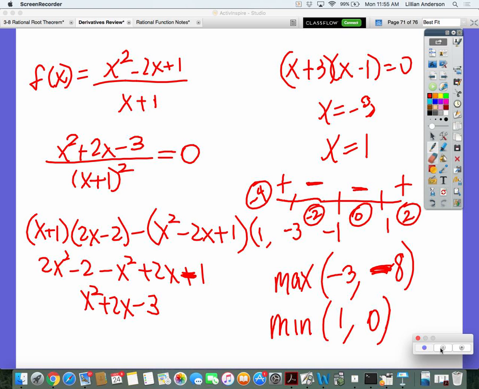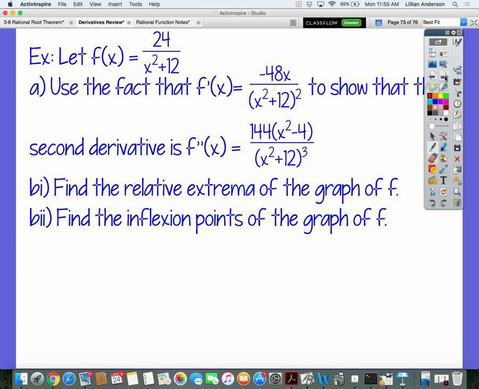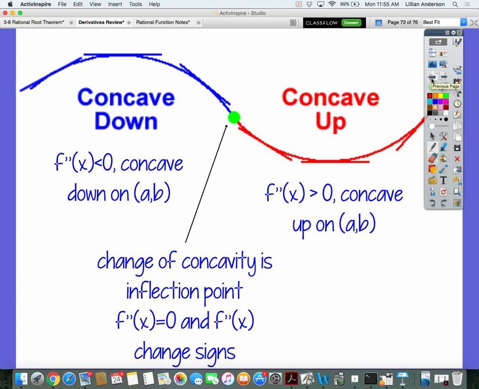All right. Anything is getting you more work with derivatives and solving, okay? The concept of max and min is pretty straightforward. Now, concavity, concave up, concave down, so basically tells you whether or not you're going to have one of those type of curves going down or going up. If the second derivative is less than 0, it is concave down on the interval from A to B. If it's greater than 0, it's concave up on A to B. And the point in the middle, the change of concavity, is called your inflection point.